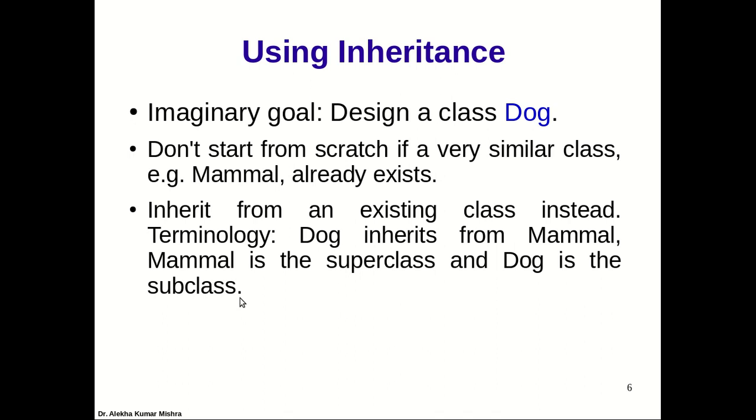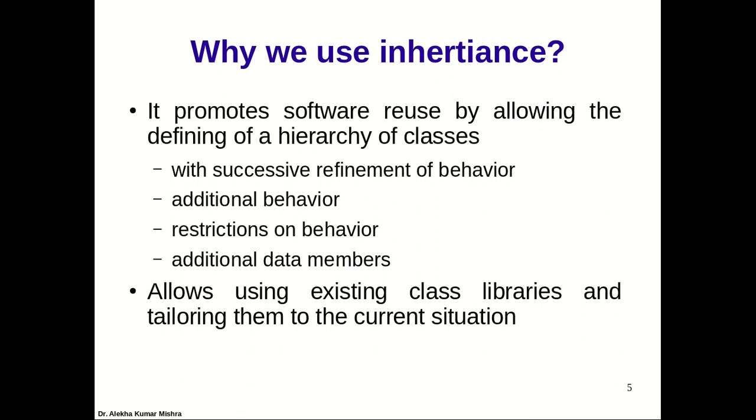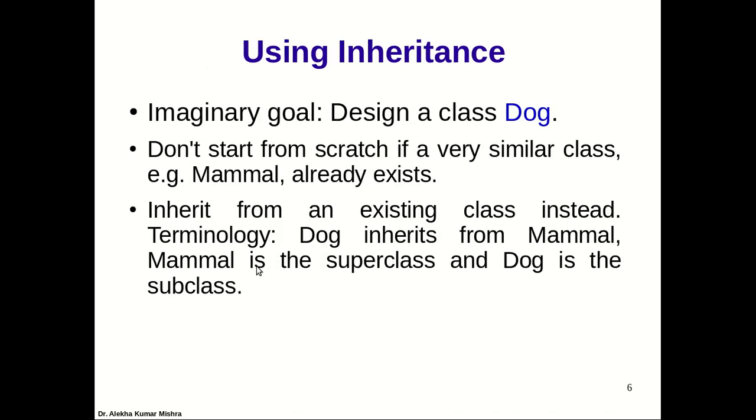And you can add additional attributes if at all required, which are only part of dog, not part of mammal, and can be defined in the dog. As we discussed, this is how we generally use inheritance. These things can be done to a subclass. So this is how we use inheritance instead of always starting from scratch.